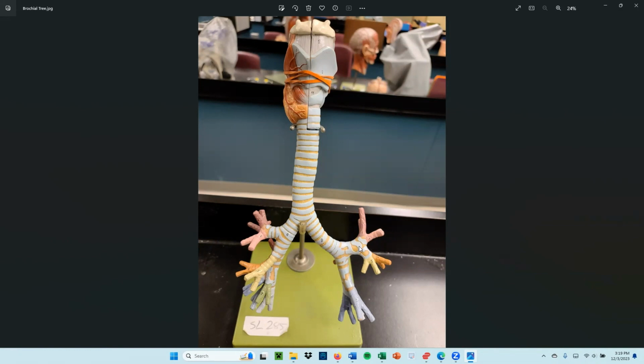So primary is going to branch off to secondary. So those on this model are still covered by a little bit of cartilage. That's one way to tell them apart from the tertiary bronchi. Same thing on the right side. And then the colorful bits here, those are going to be our tertiary bronchi. And those are the last bronchi before it starts branching off into bronchioles.